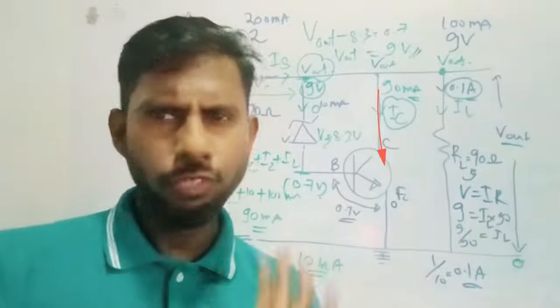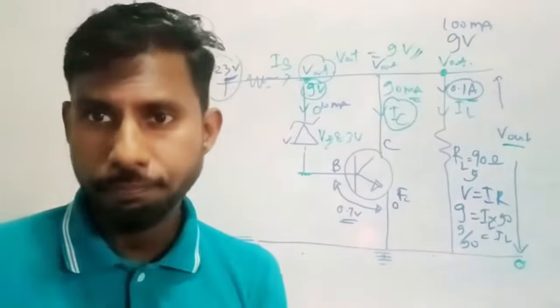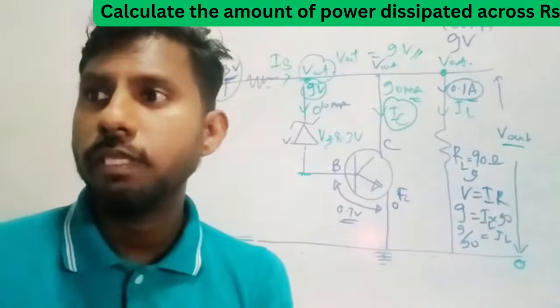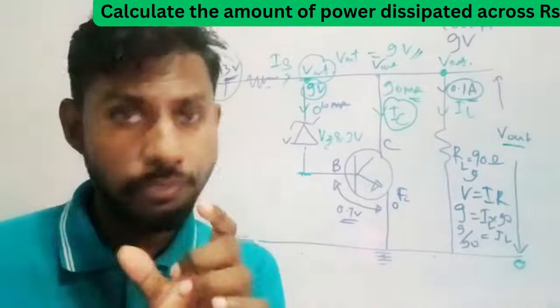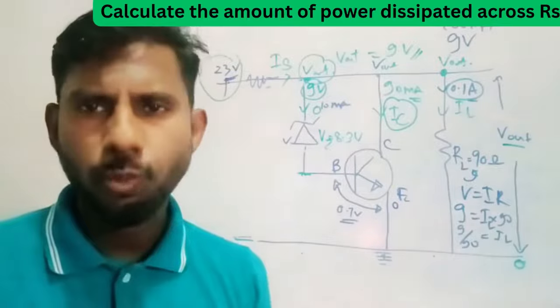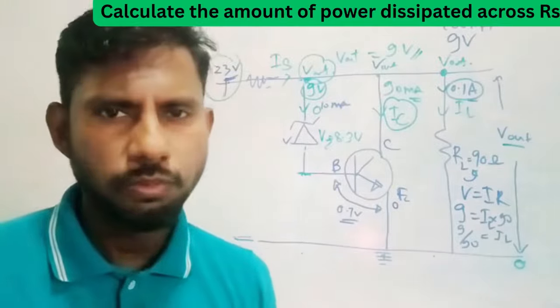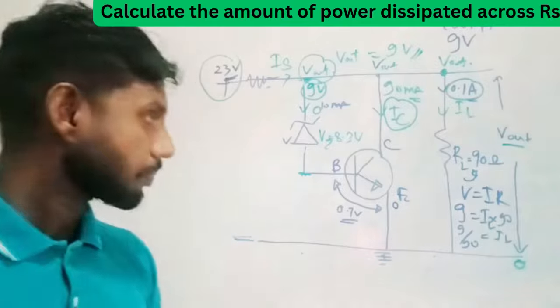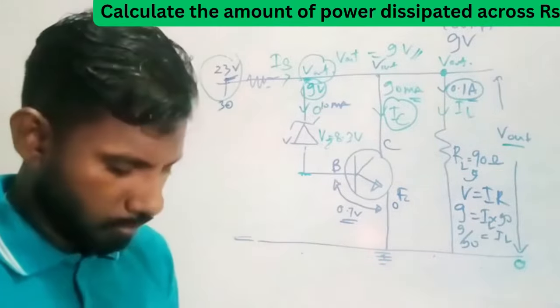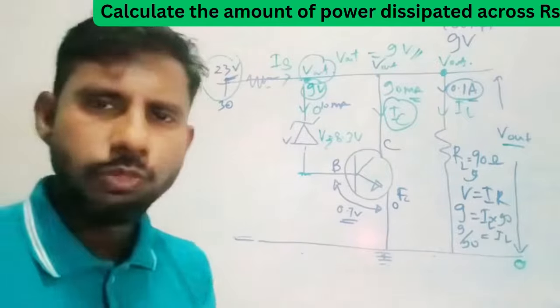We have done the first part. Now part B. In this question, calculate the amount of power dissipated across RS when Vin equals 23 volts and 30 volts. So when this is 30 volt and 23 volt, one thing, students, you should remember.